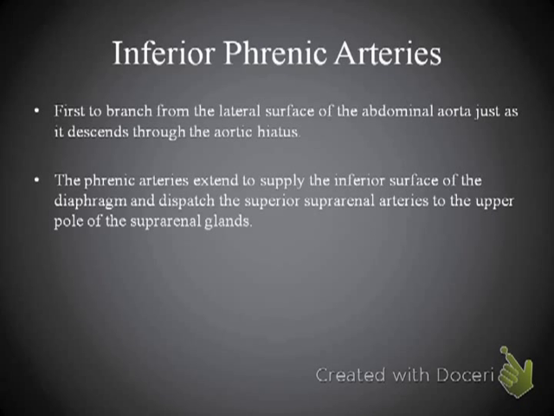The phrenic arteries extend to supply the inferior surface of the diaphragm and dispatch the superior suprarenal arteries to the upper poles of the suprarenal glands. And so, just know that they form the suprarenal arteries that supply the suprarenal glands.